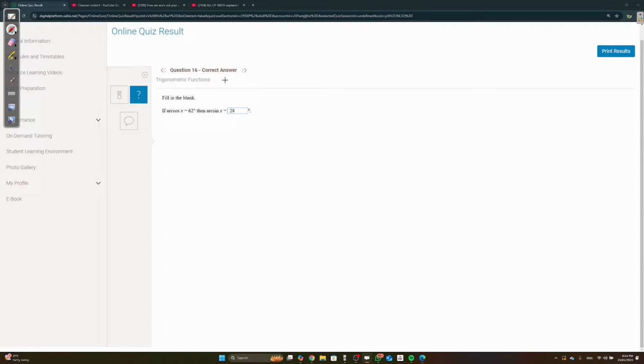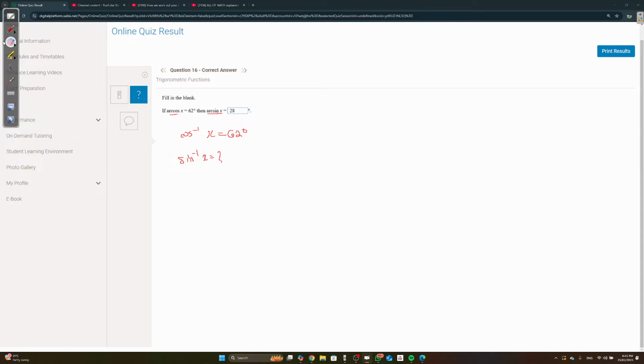Okay. Let me show you something you can do. Arc cosine means cosine inverse. Cosine inverse of x is equal to 62 degrees. Then sine inverse of x is equal to what? Let me teach you a trick with cosine and sine. Sine inverse x plus cosine inverse x is actually equal to 90 degrees.